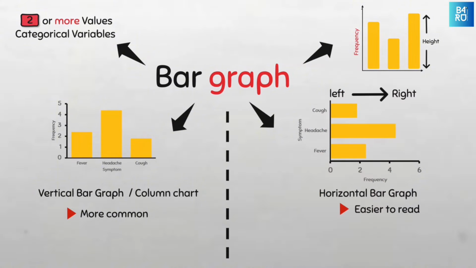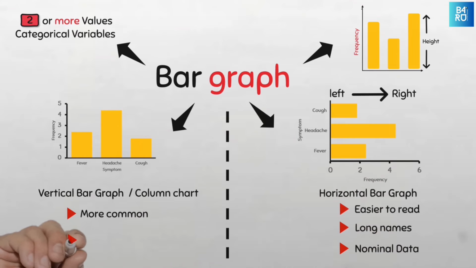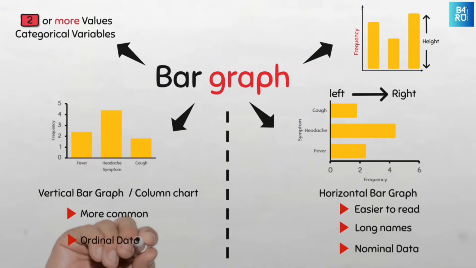The horizontal bar graph is a better choice for variables with long category names because there is more space on the left side of the chart for the long axis labels. This is usually the case when you have nominal data. Vertical bar graphs, on the other hand, are used when you have ordinal data.